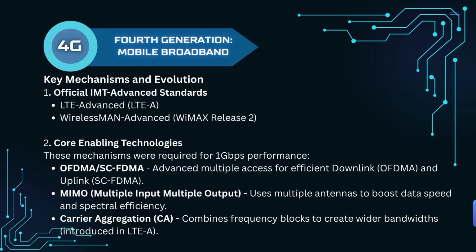The official 4G IMT-Advanced standards, including LTE-Advanced, relied on core mechanisms like OFDMA/SC-FDMA for efficient data transfer, MIMO technology using multiple antennas to boost speed, and carrier aggregation to combine frequencies and create wider bandwidths, enabling gigabit performance.